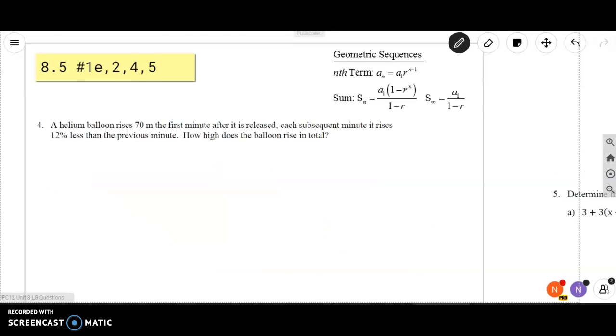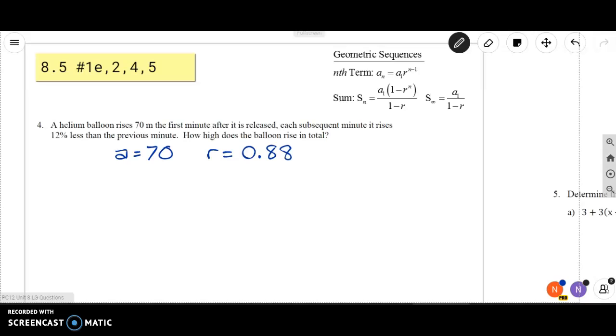Again, this one's actually pretty straightforward, so we'll set up the equation and I will leave it to you to solve this one. We have a helium balloon. It's rising 70 meters in the first minute, so that's our a value, 70. And after that, each subsequent minute, it rises 12% less than the previous amount. So for example, instead of raising 100%, it's going to be 100 minus 12%, which will give us 88%. I'm going to write that as a decimal, 0.88.